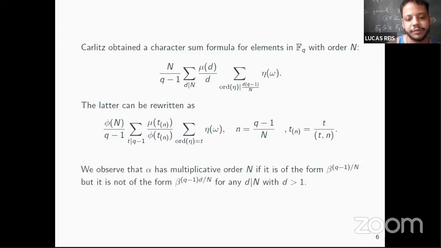Just to finish the motivation, we observe the following. If we pick an element alpha in F_q star, this element has multiplicative order capital N if and only if alpha is of the form beta to the (q minus 1) over capital N, but it's not of the form beta to the same power times d, with d dividing capital N and d greater than 1.